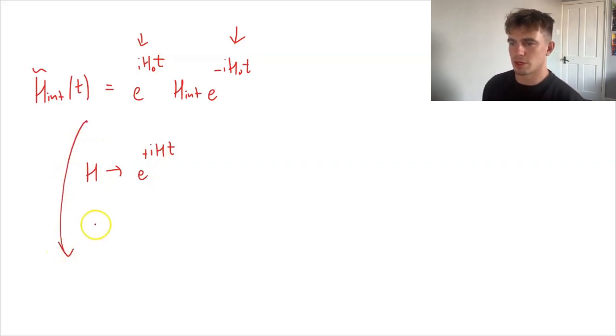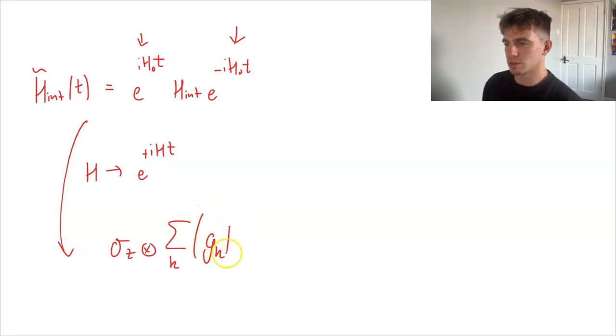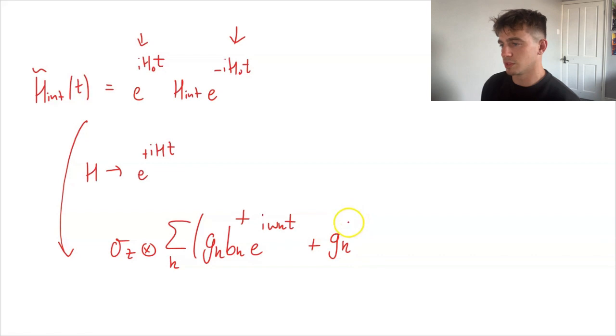So this interaction Hamiltonian is going to look pretty similar to the original interaction Hamiltonian, except the bosonic operators are going to pick up complex exponentials that look like this. And the reason that the sigma z stays the same is because the sigma z commutes with the self-Hamiltonian of the system, because it's just proportional to sigma z. So things are nice and easy in this case.